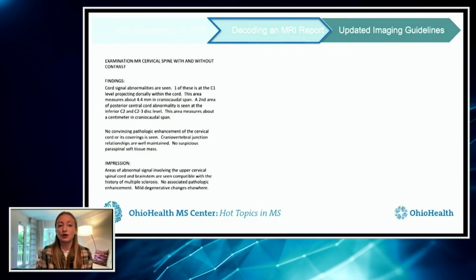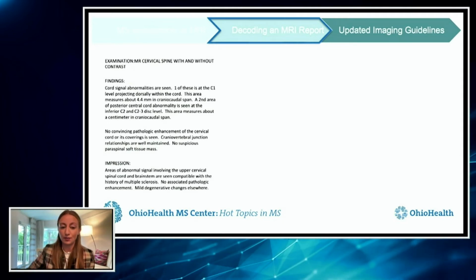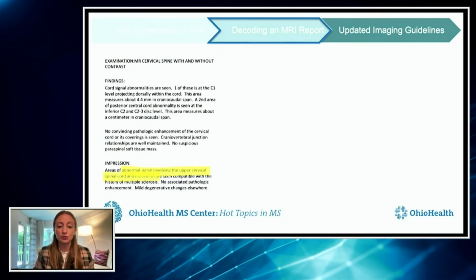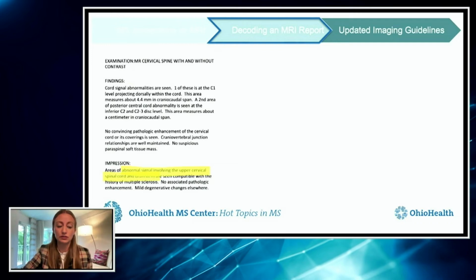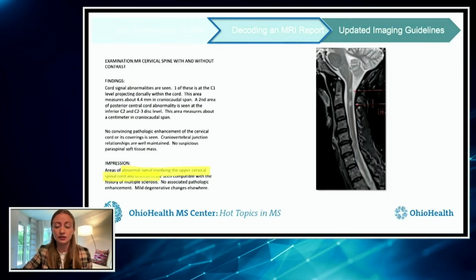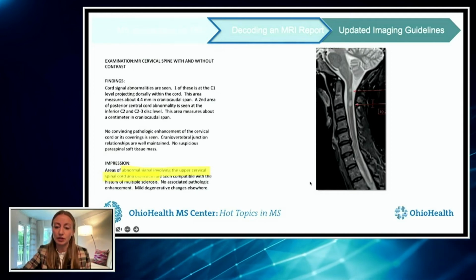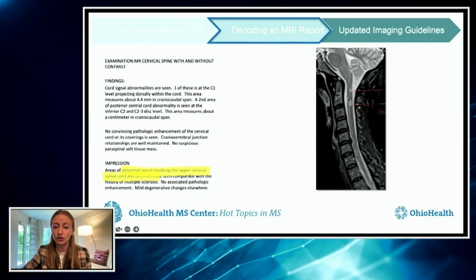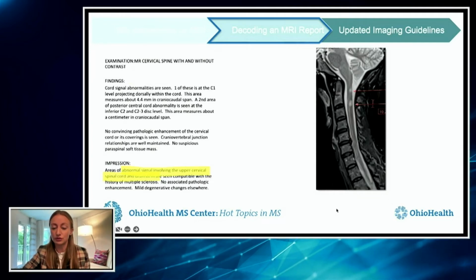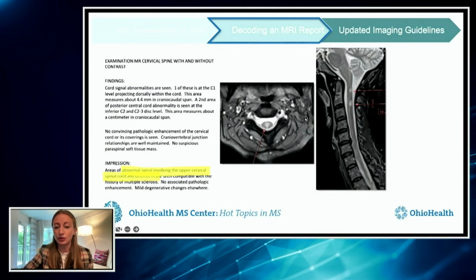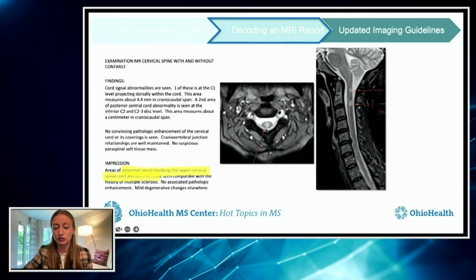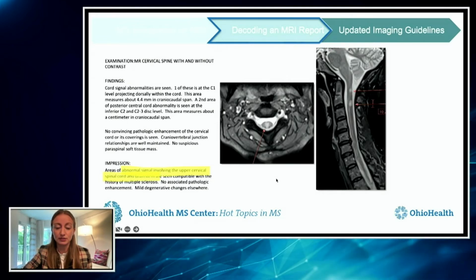So here's an example of a report of a cervical spine MRI, where the radiologist comments there's abnormal signal involving the upper cervical spine and the brainstem, compatible with MS. So here's the cervical spine image from a side sagittal view. You can see the arrows are pointing to these two bright spots in the upper cervical spine. Here's an example of one of them from an axial view, where you can see it's mostly involving the posterior spinal cord where white matter is.